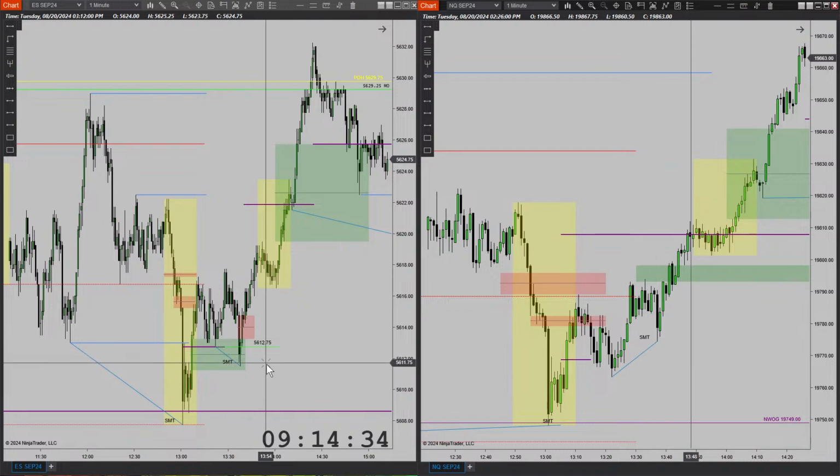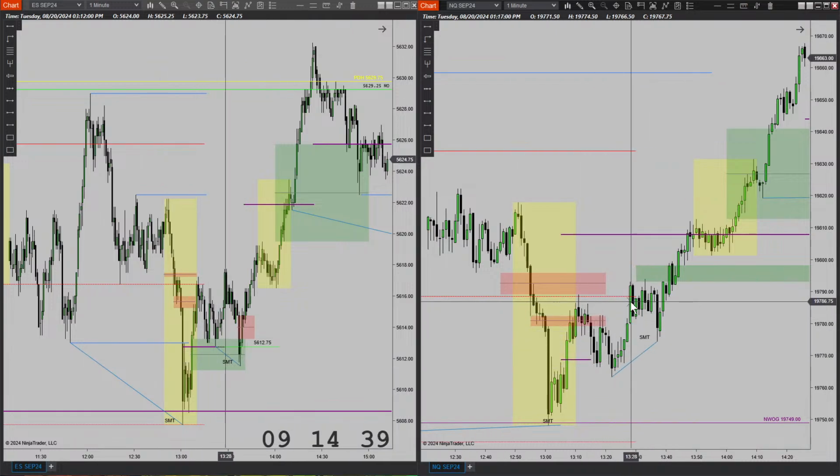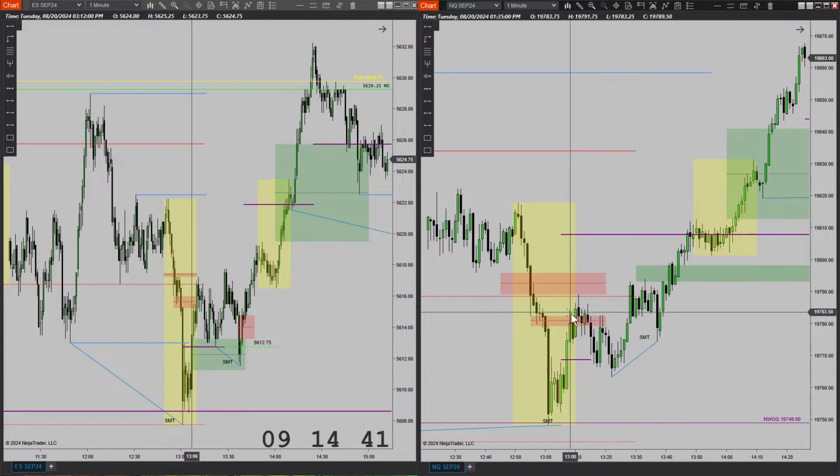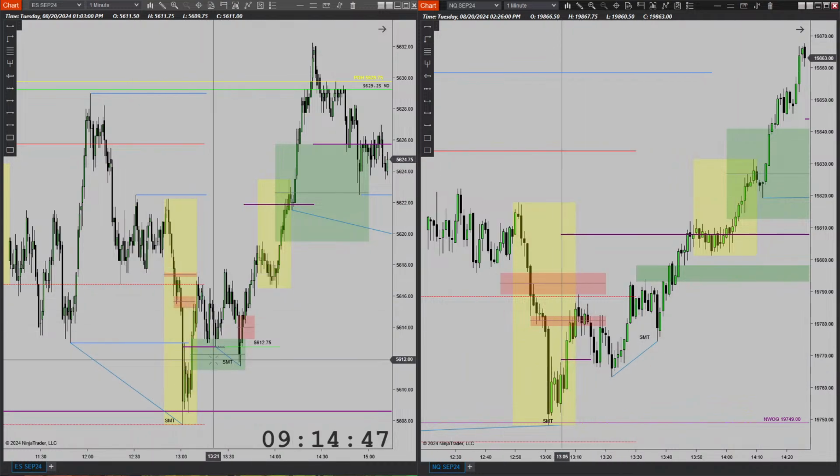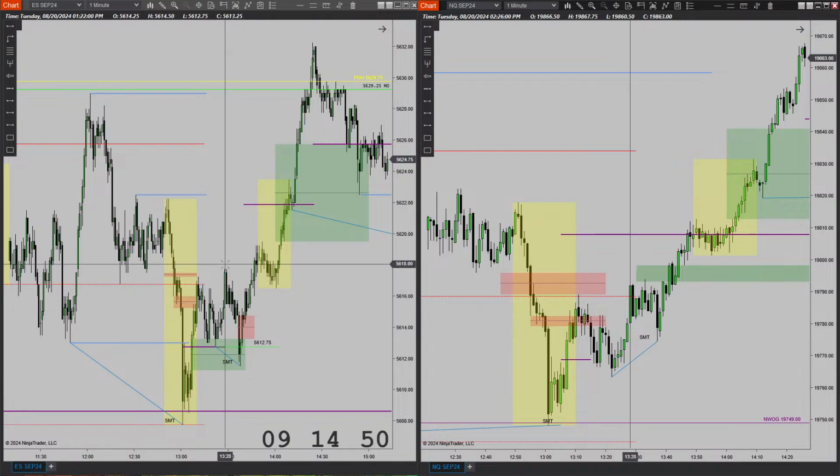Again, this was the SMT that I was looking for. This SMT here. This was the turtle soup entry. A second entry would have been here, right off this unicorn entry. Technically, this is a mitigation block. This one isn't a mitigation block. This one's actually a unicorn breaker block.